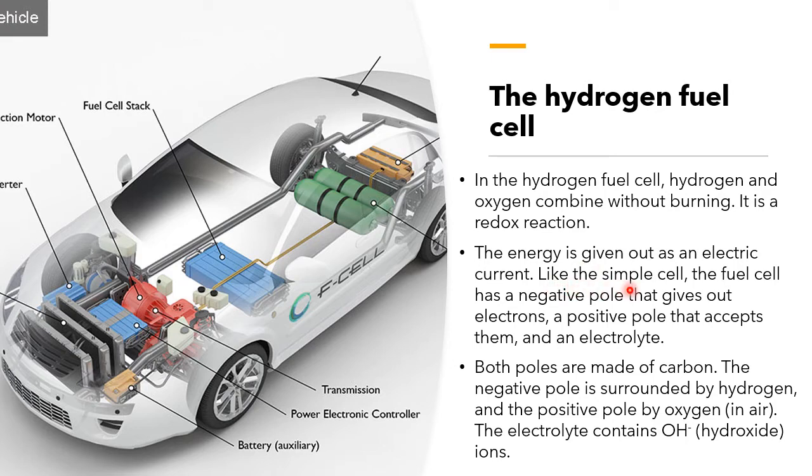Like the simple cell, the fuel cell has a negative pole that gives out electrons, or negative terminal, a positive pole that accepts them, and an electrolyte. So the negative pole releases electrons, the positive pole receives the electrons, and there must be an electrolyte, so its function is like a chemical cell. Both poles are made of carbon. The negative pole is surrounded by hydrogen and the positive pole by oxygen in air. The electrolyte contains hydroxide ions.